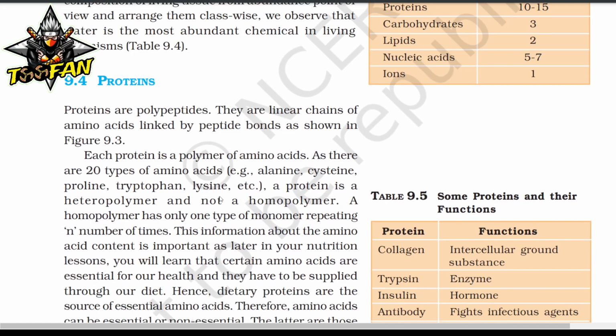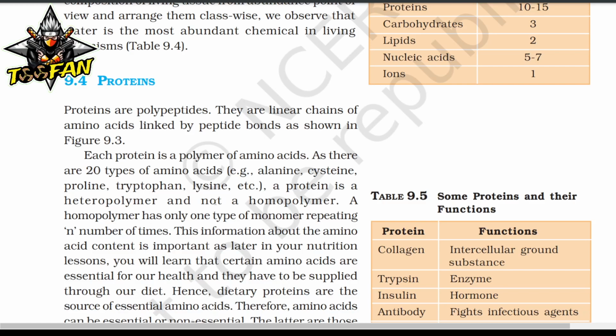Proteins. Proteins are polypeptides. They are linear chains of amino acids linked by peptide bonds as shown in the figure. Each protein is a polymer of amino acids. There are 20 types of amino acids: alanine, cysteine, proline, tryptophan, lysine, etc. A protein is a heteropolymer and not a homopolymer.